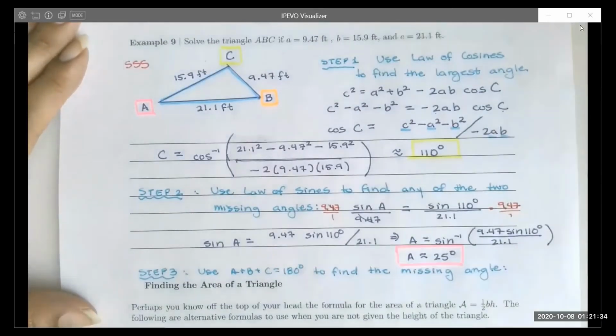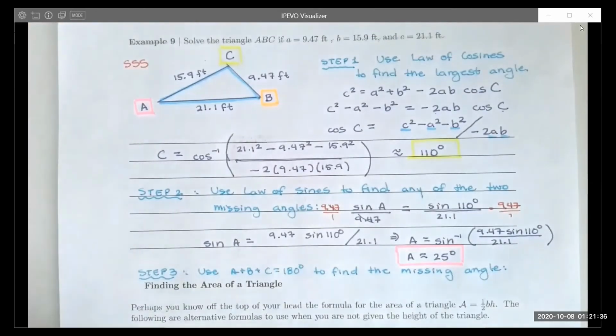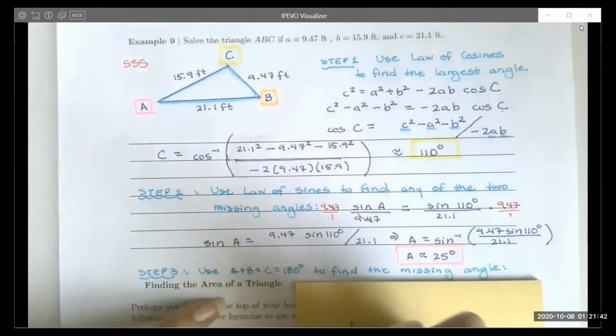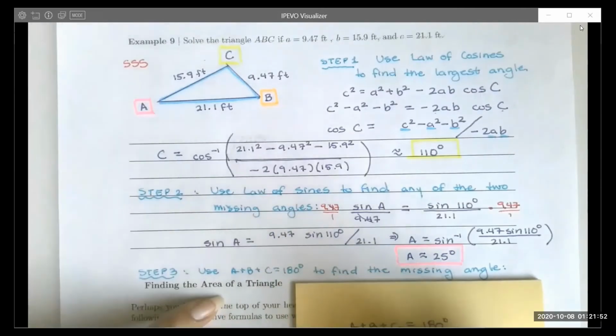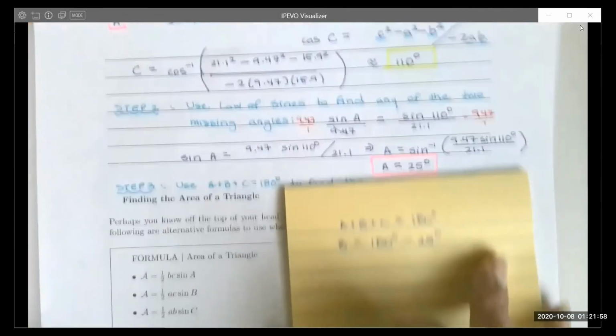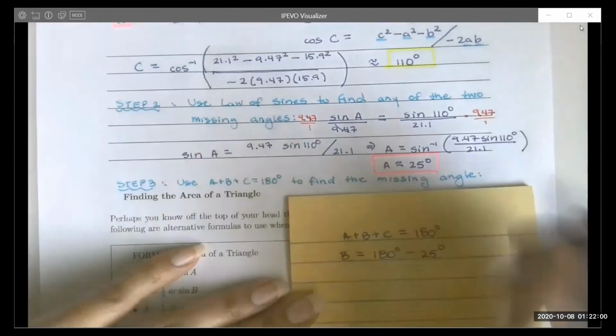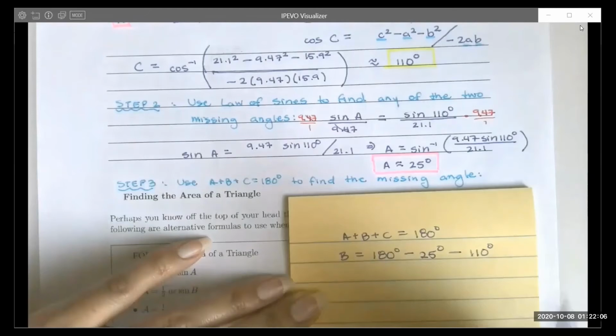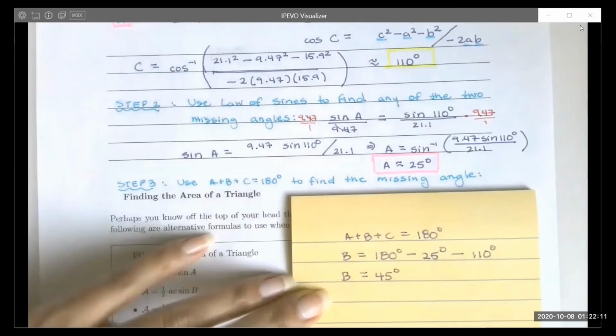I'm running out of space, so I'm going to write it on a sticky note. I have A plus B plus C equals 180. So that means that B is going to be equal to 180 minus angle A, which is 25. We found it here. And then minus angle C, which is 110. So that's 180 minus 135. So B is going to be 45 degrees.